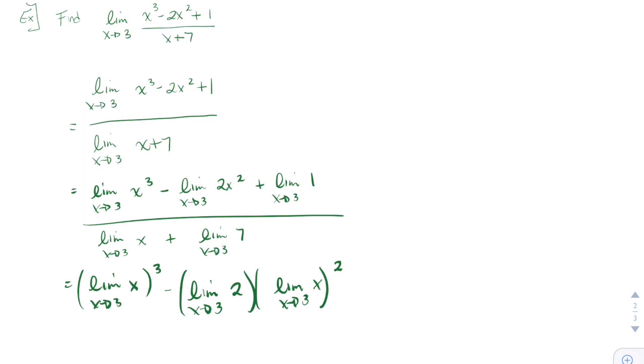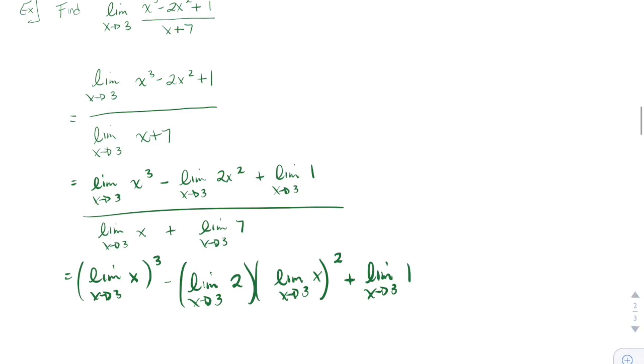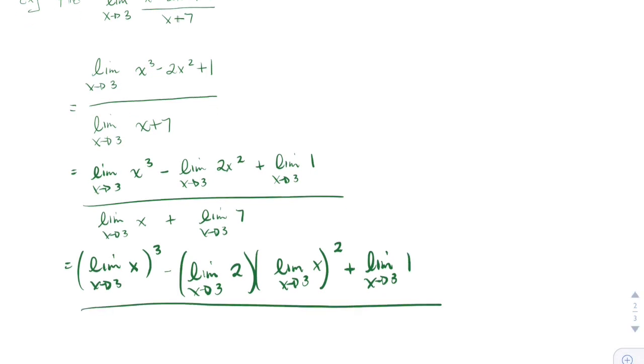Okay, so there's all these different options. Again, I just want to show you all the rules. So plus the limit as x goes to 3 of 1, and this is all over the limit as x goes to 3 of x plus the limit as x goes to 3 of 7.